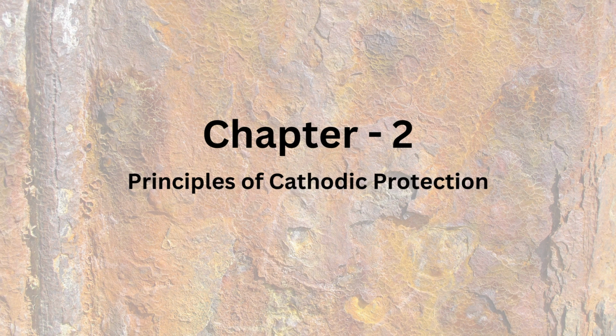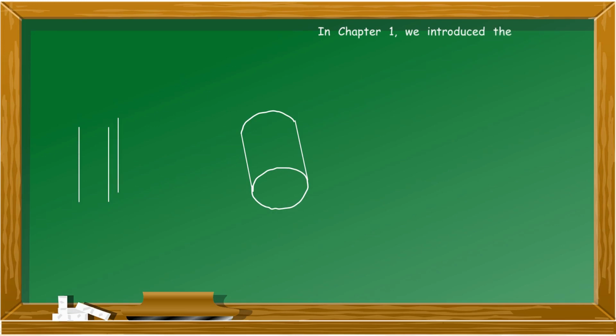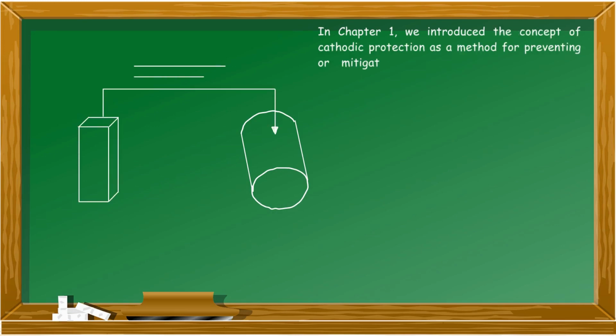Chapter 2, Principles of Cathodic Protection. In Chapter 1, we introduced the concept of cathodic protection as a method for preventing or mitigating corrosion by controlling the electrical environment around a metal surface.